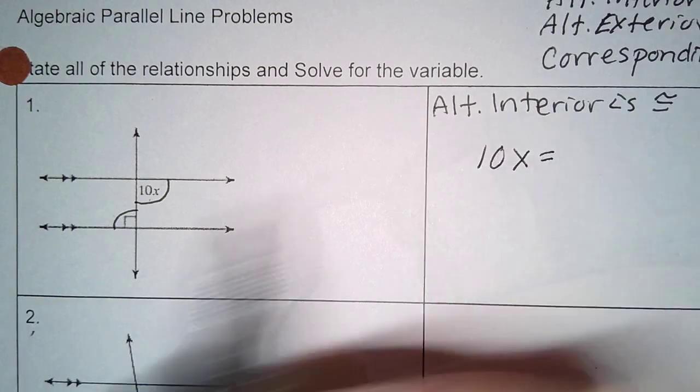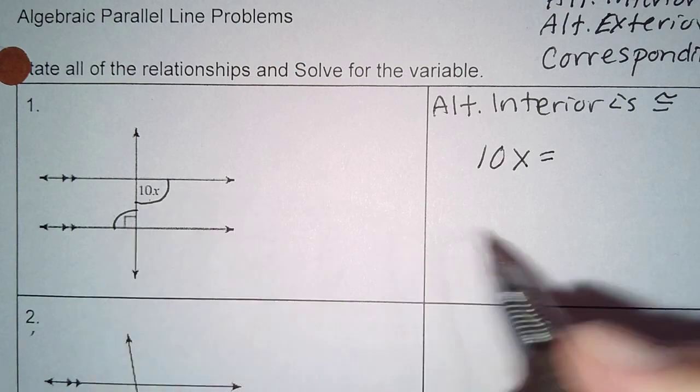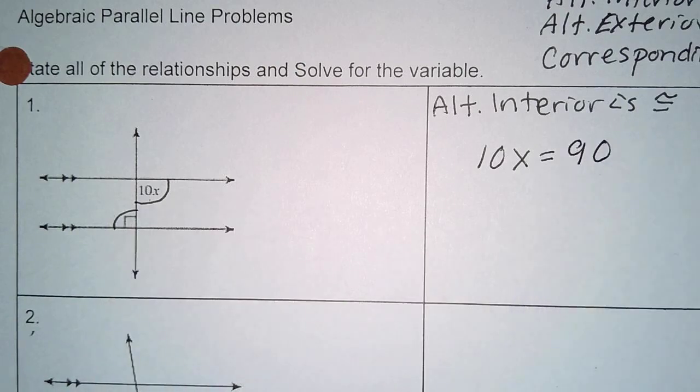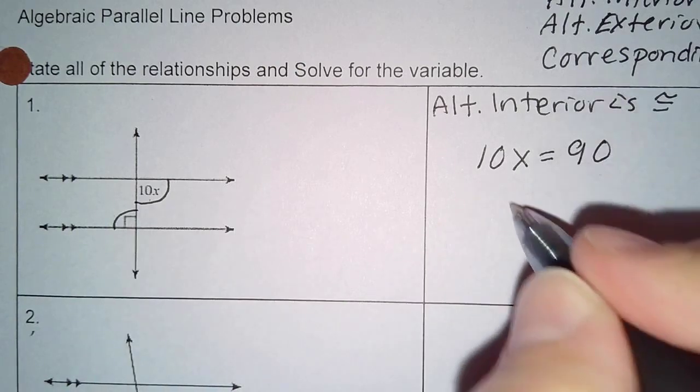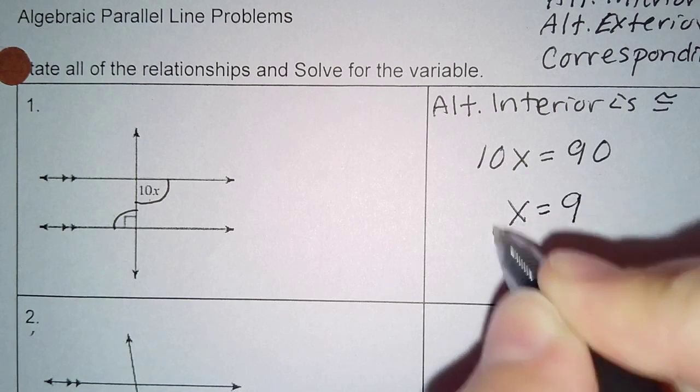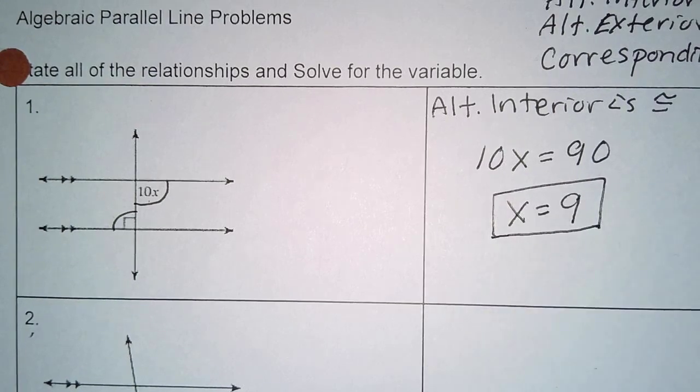10x equals, what's that box mean? 90 degrees. Divide both sides by 10, so x equals 9. I am okay if you don't show me all of the steps, but that is the minimum amount of work I would like to see.